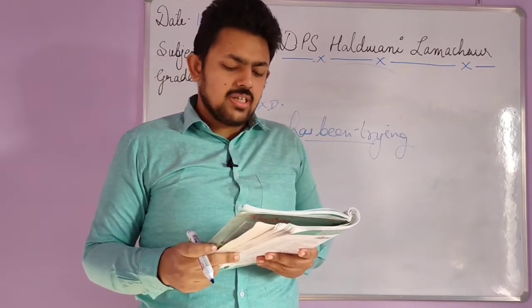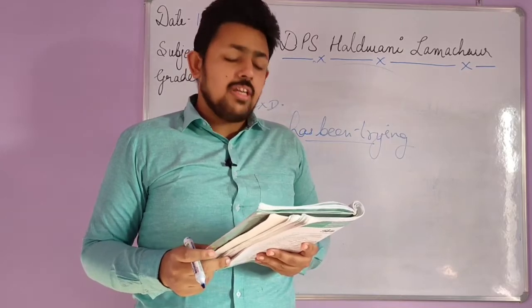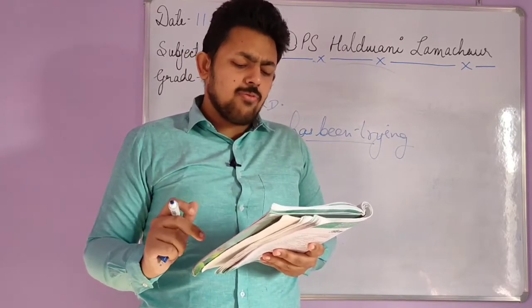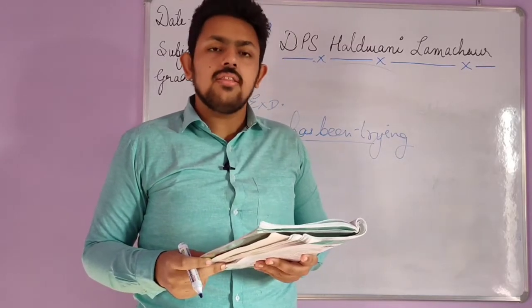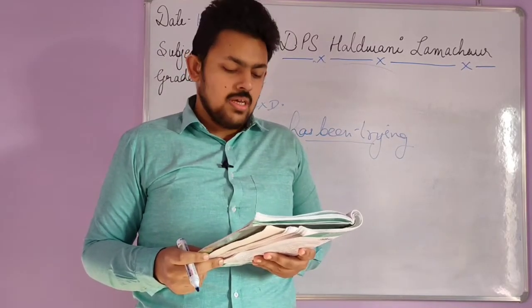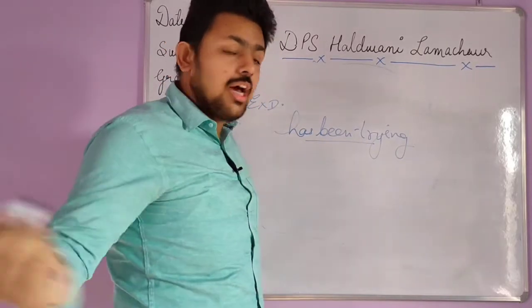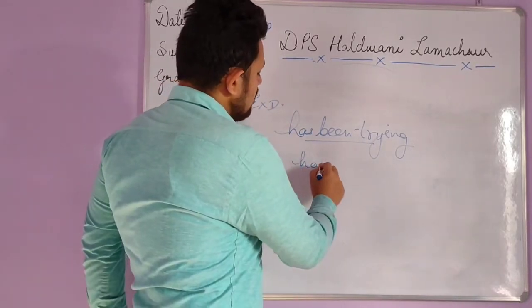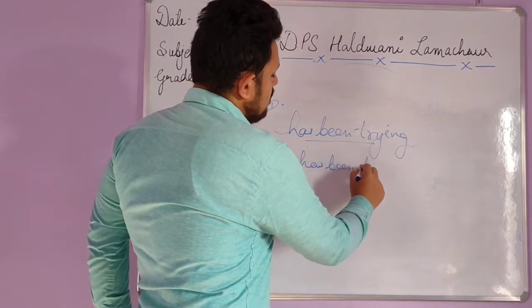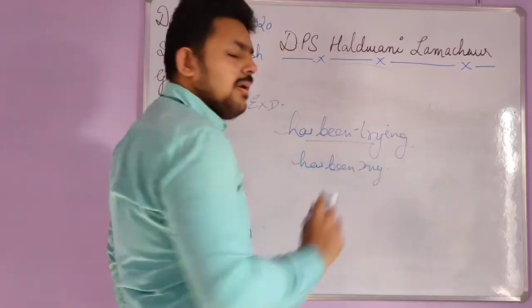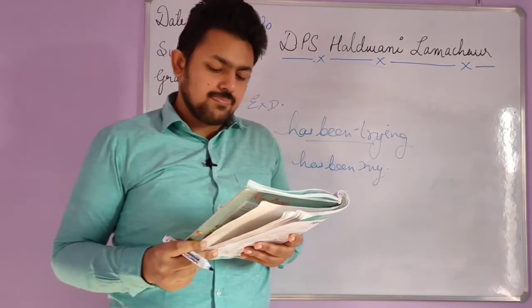Now exercise E. Fill in the blanks with the correct form of verbs given in the brackets. Ankit, bracket be, dash my friend for a long time. Ankit has been my friend for a long time.